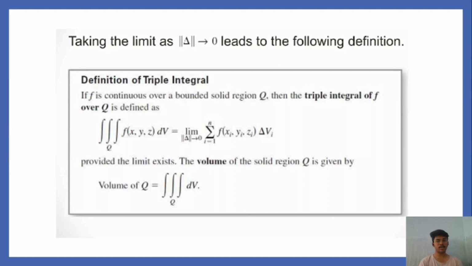Definition of triple integral: if f is continuous over a bounded solid region Q, then the triple integral of f over Q is defined as the triple integration of f of x, y, z with respect to V, equals the limit as norm tends to 0 of summation i equals 1 to n of f of Xi, Yi, Zi into delta Vi, provided the limit exists. The volume of solid region Q is defined by volume of Q equals triple integration over Q of dV.